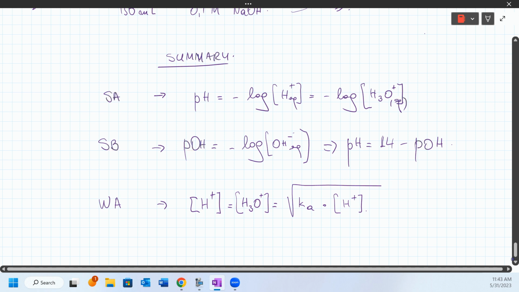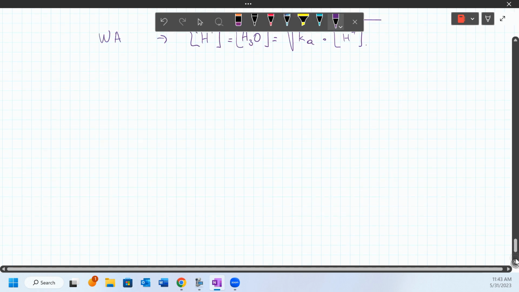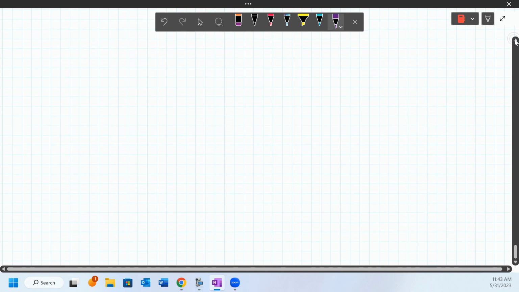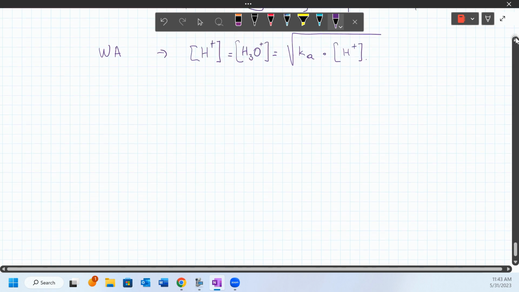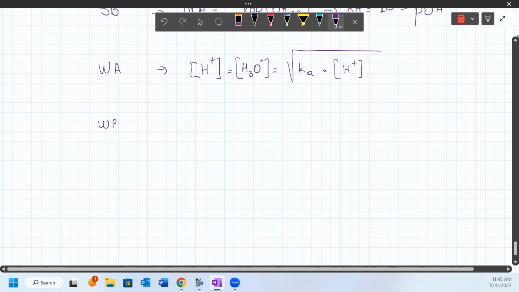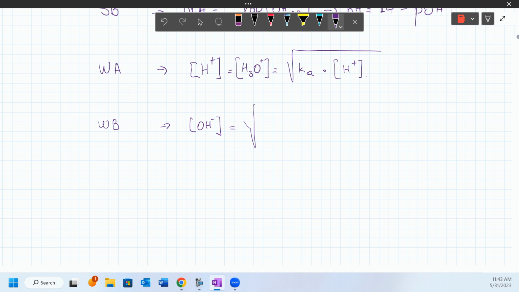If we are dealing with a weak base, then again we will use the shortcut, the formulas that I showed you yesterday, and we worked plenty of examples yesterday. So for a weak base, the concentration of hydroxide will be the square root of Kb times the concentration of the base.